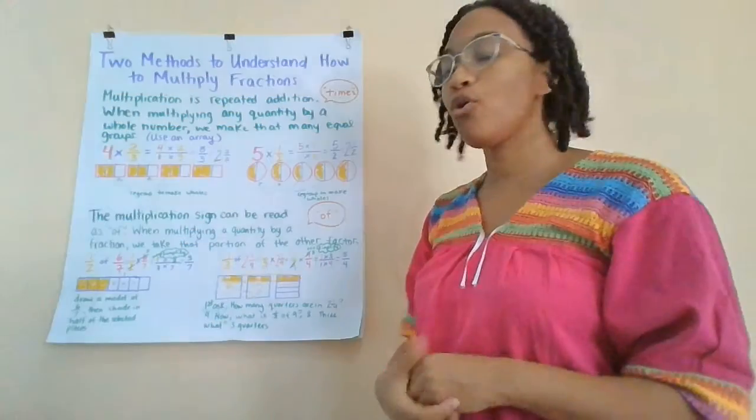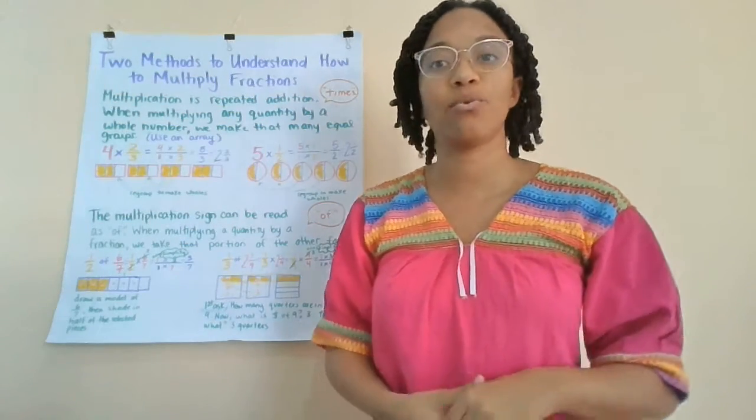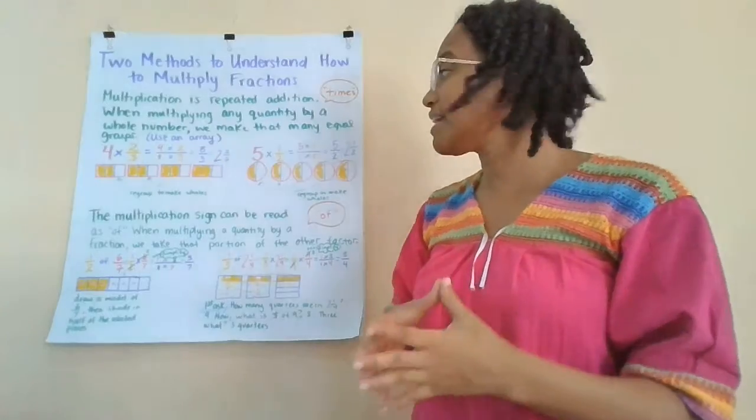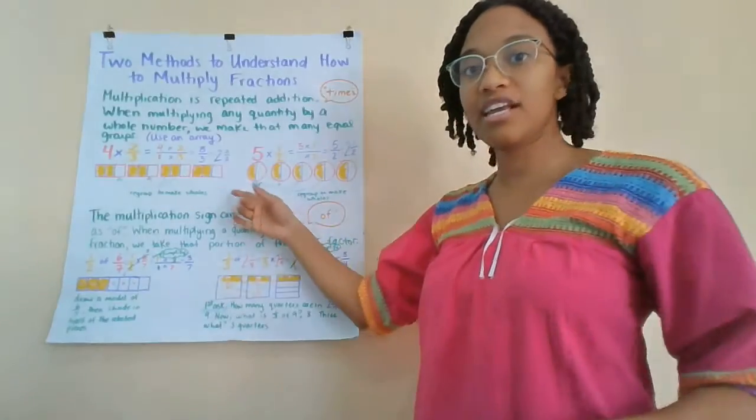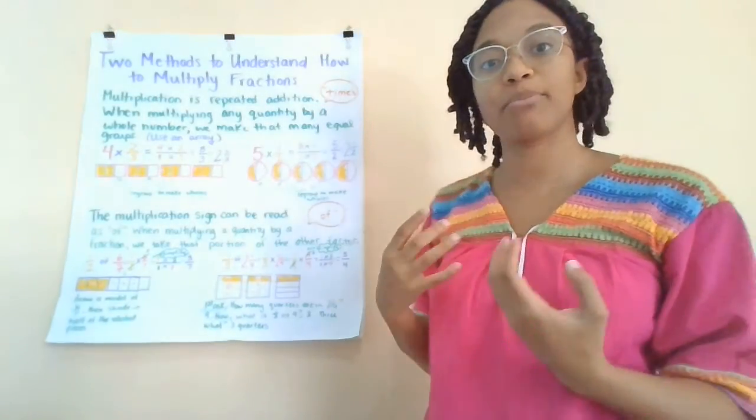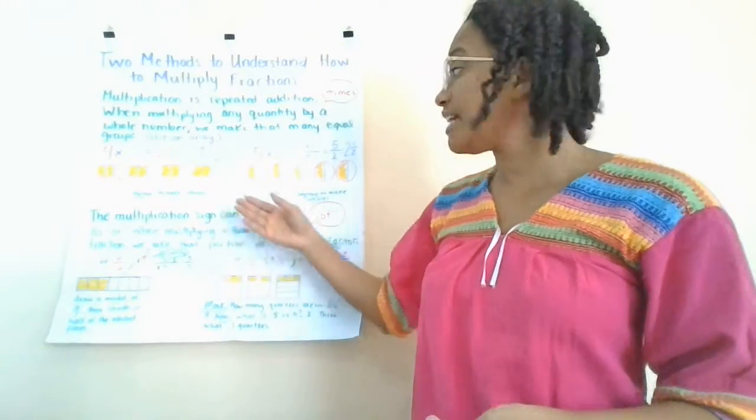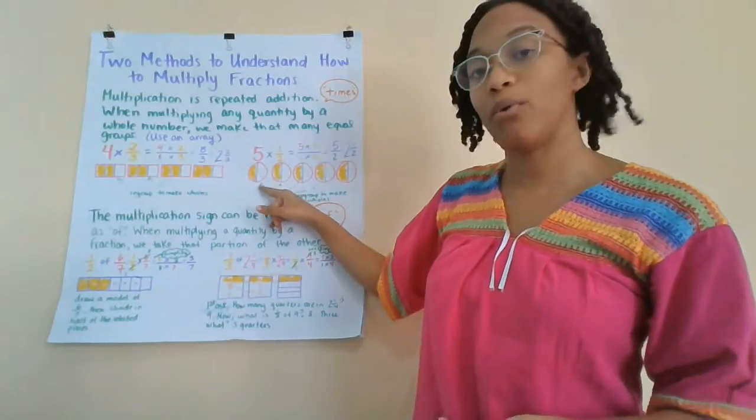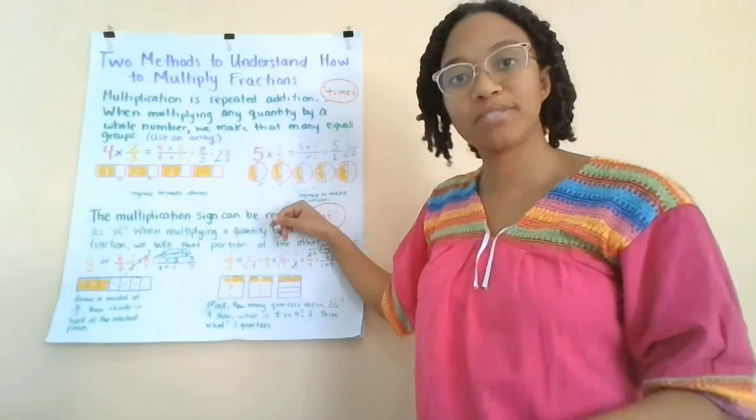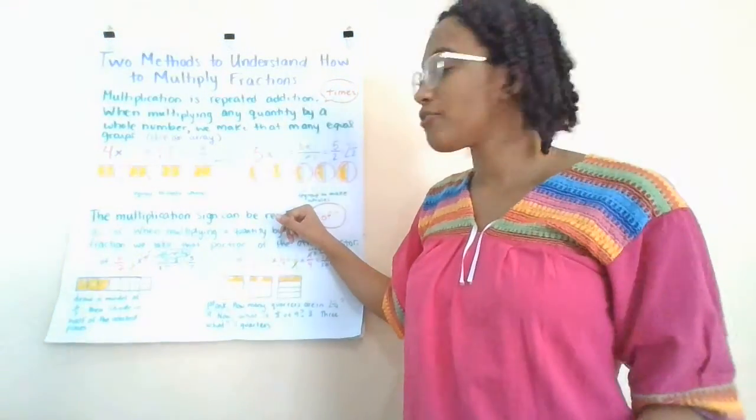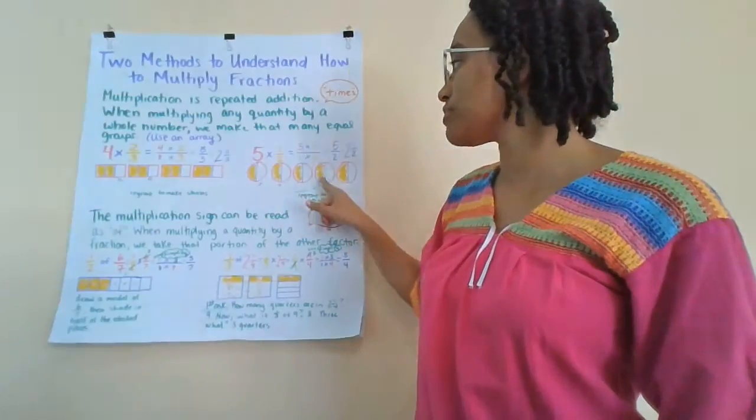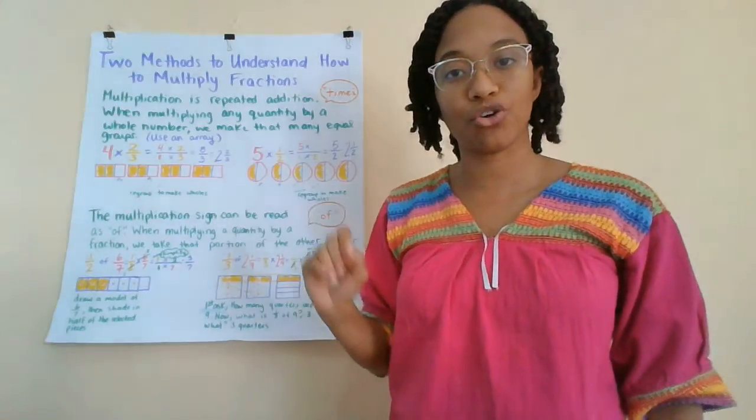In our next example, we have 5 times 1/2. So we're going to be looking at 5 1/2s. Here I have 5 circles to represent the 5 wholes. And each of those circles is subdivided by 1 purple line into 2 groups. Each of those groups is a half, right? And we have one of those halves shaded in each circle.